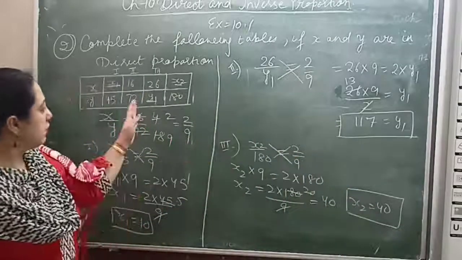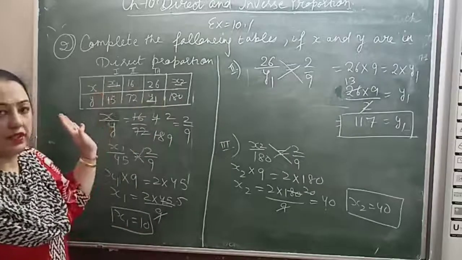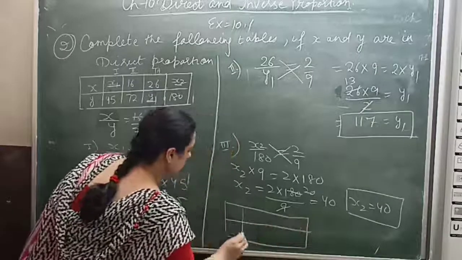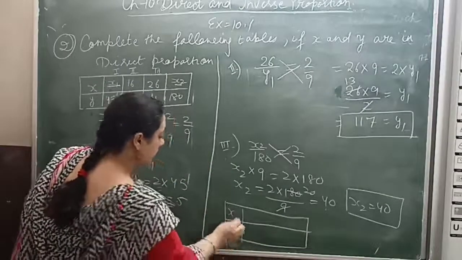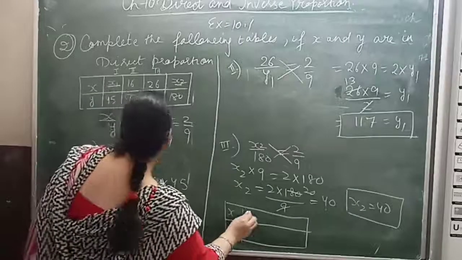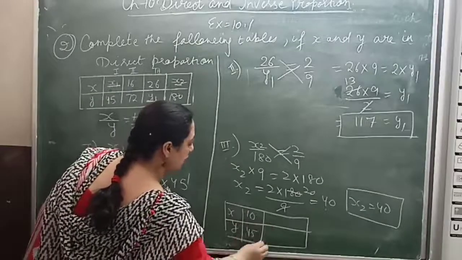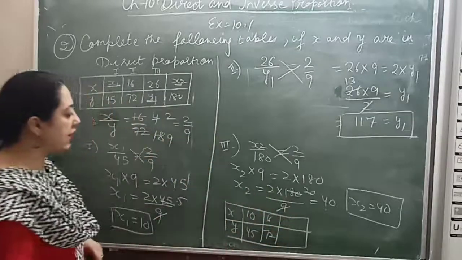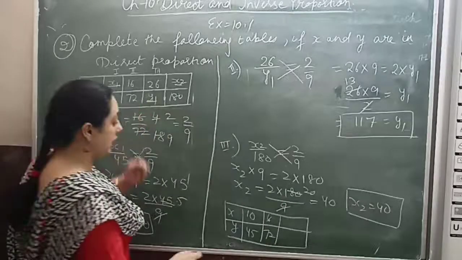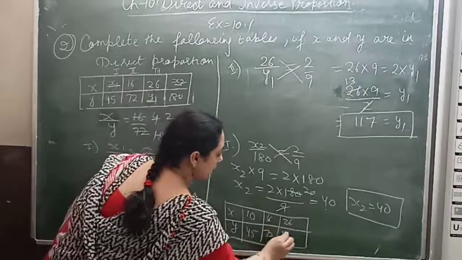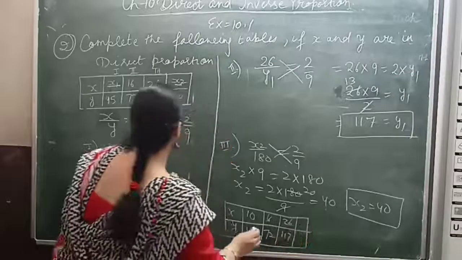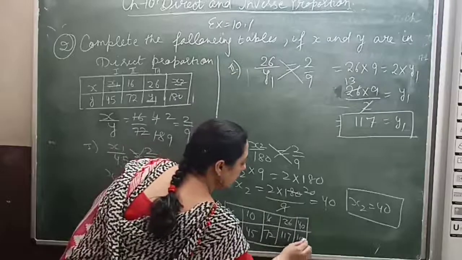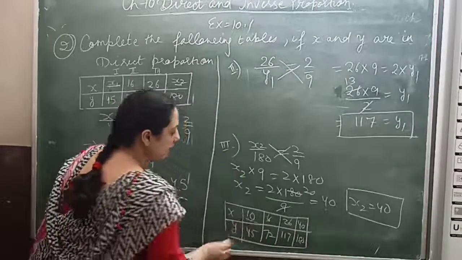By putting these values in the table, you can complete this table. Now, x1 is 10 over 45. The second one is 16 over 72. Third, the missing value I found: the second one is 26 over y1, and y1 is 117. The fourth one is x2, that is 40 over 180. So in this way you can complete the table.